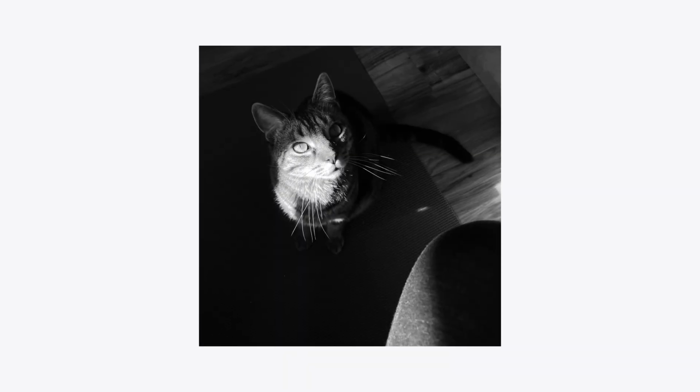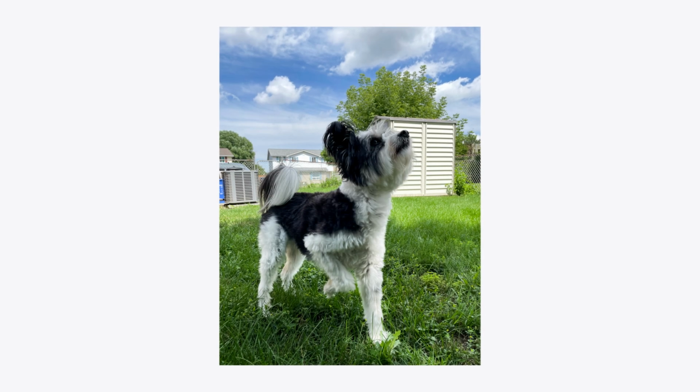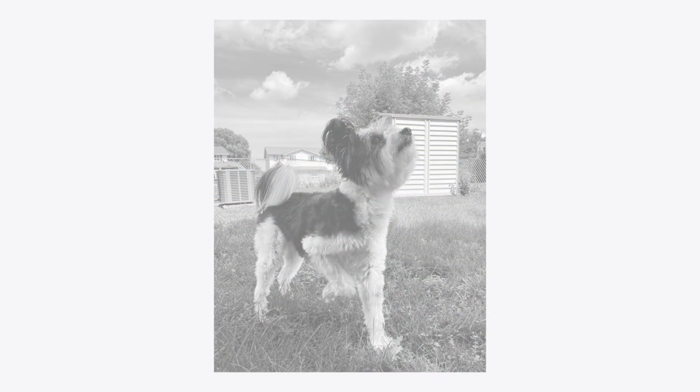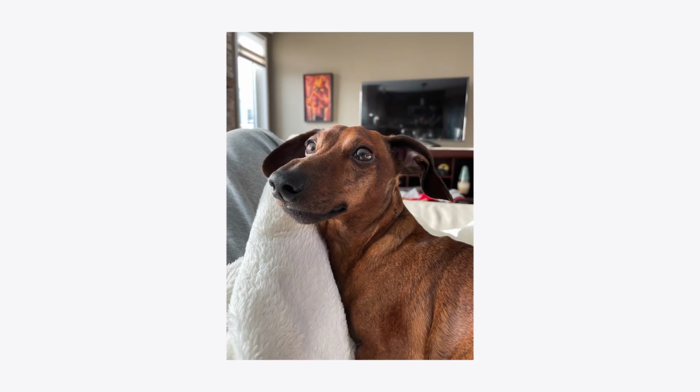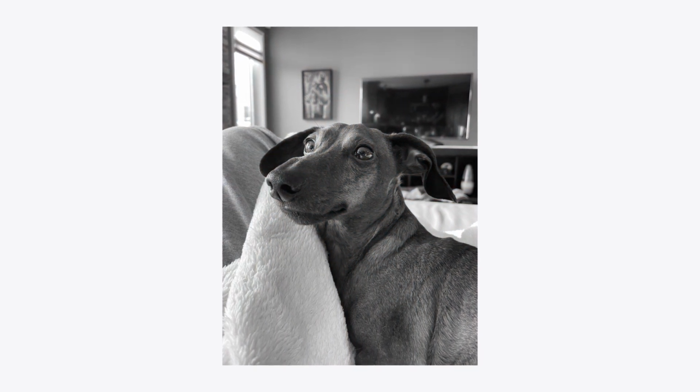This means that contrast and dynamic range can be explored a lot further. Black and white processing can sometimes be the remedy to a cluttered image where you have distracting elements in the background. By reducing everything to gray tone, you can really focus the attention back on your subject. Black and white processing can also create a moodier or more dramatic looking image.